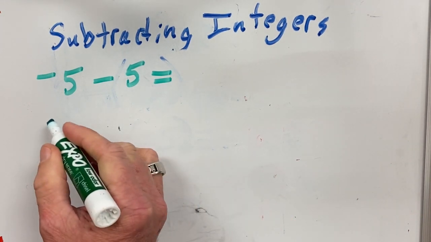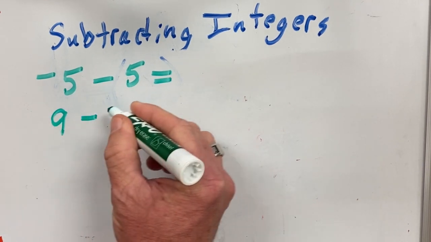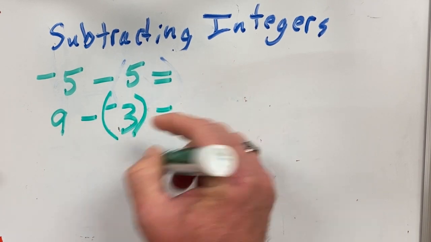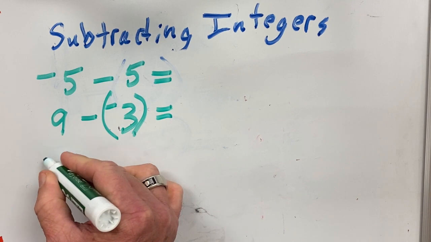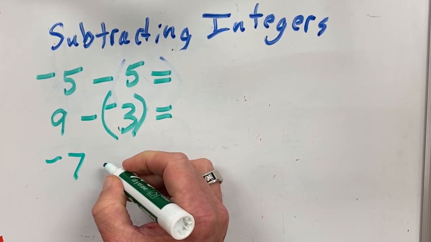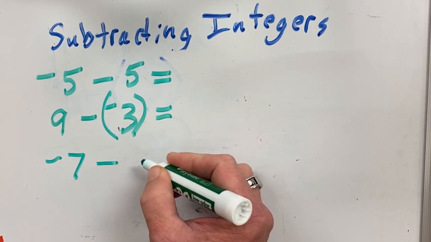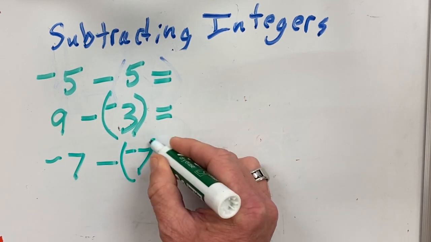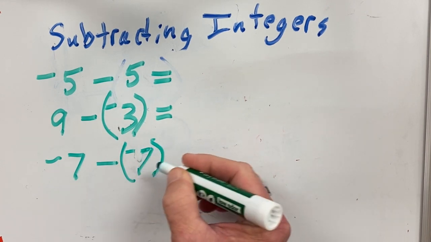So the second one that we're going to look at is 9 minus negative 3. And I'm going to put the negative in parentheses so I don't lose the negative number. And then let's do negative 7, and let's add, nope, sorry, we're doing subtraction. Negative 7 minus negative 7. I'll erase that so it's clear that that is a 7. Okay?